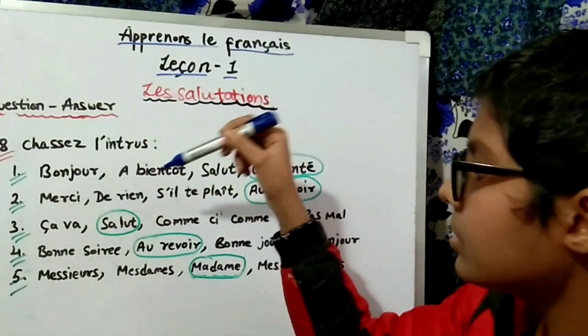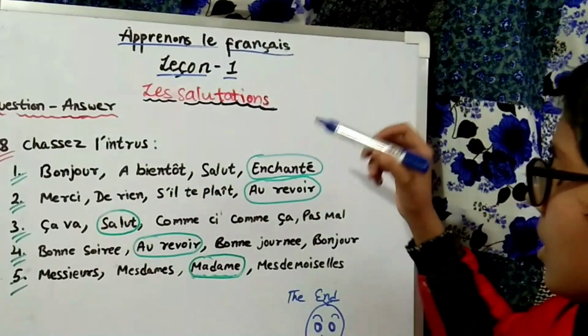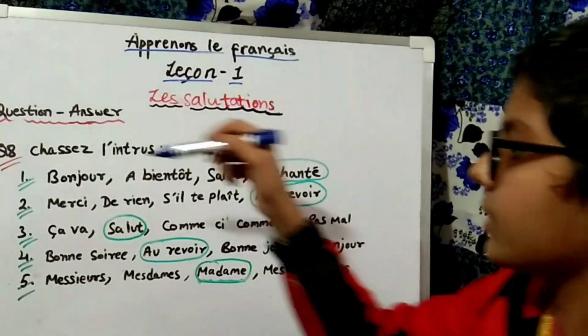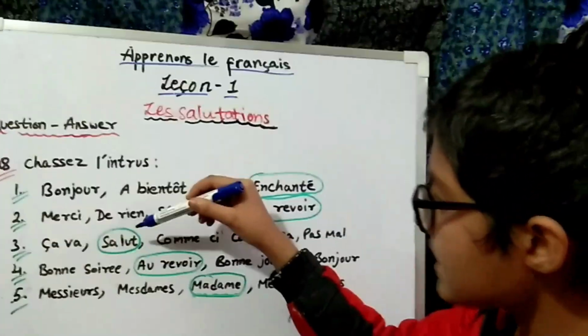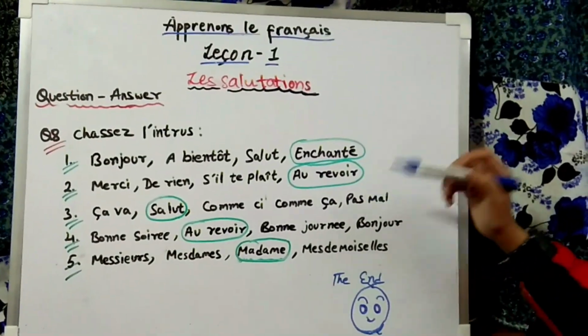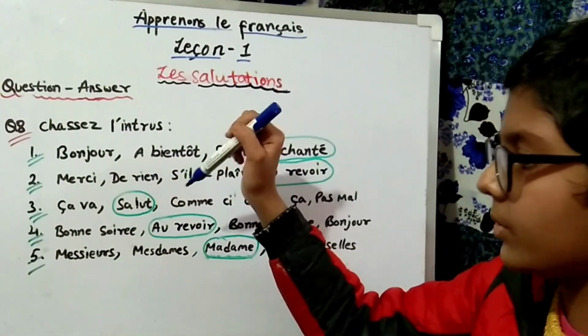Merci is thank you. De rien is it's nothing. S'il te plaît is please. Au revoir is goodbye. So here au revoir is the odd one out. The third one is ça va, which is fine. Salut is hello. Comme si comme ça is so so. Pas mal is not bad. So salut here is the odd one out.